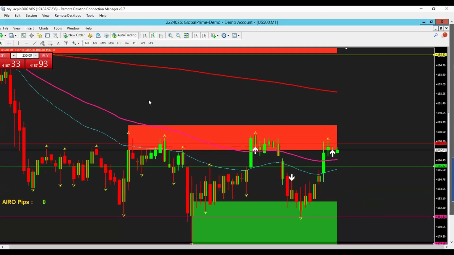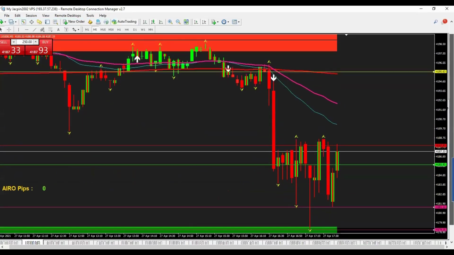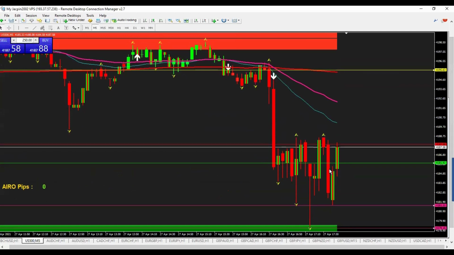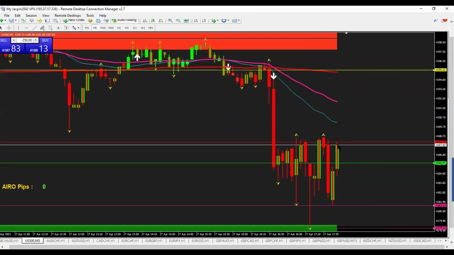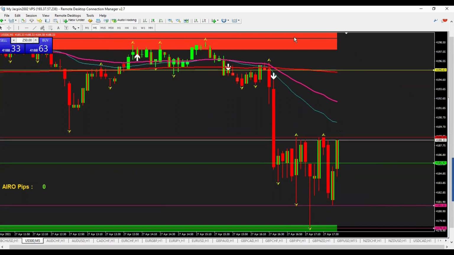And then on the M5, what is it looking like? Looks like it's trying to come up to this 200. Bounce. Look at that. I don't like none of this. I don't like none of that. See what happens.